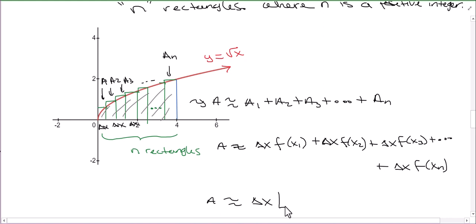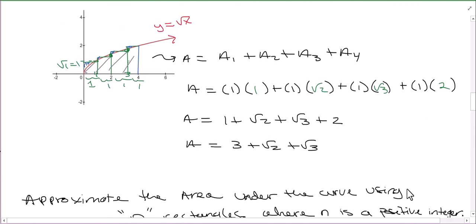So delta x, we can factor it out, and it will be f of x1 plus f of x2 plus f of x3, and so on, f of xn. So how we're finding our height.